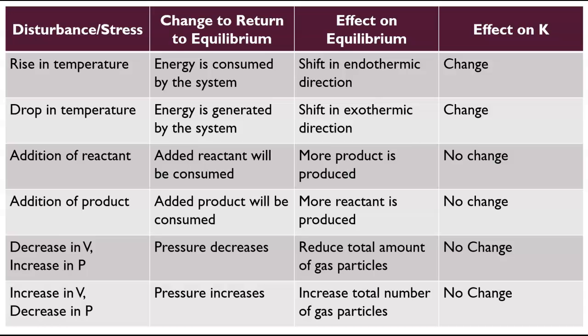A decrease in volume, and therefore an increase in pressure, means that the system needs to decrease the pressure to return to equilibrium. So we need to reduce the total amount of gas particles. So it's going to shift in the direction of the reaction with the fewer number of gas particles. Likewise, an increase in volume is going to result in a decrease in pressure, which means to come back to equilibrium, the pressure needs to go back up. So in order for the pressure to increase, the equilibrium will shift in the direction of the side that has more total gas particles.